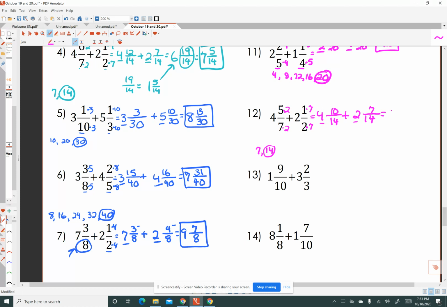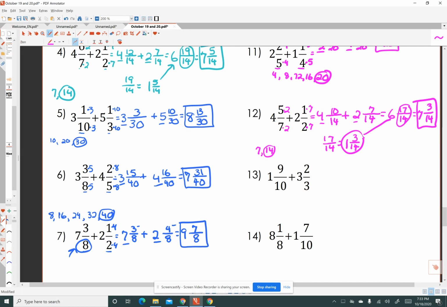Add the whole numbers. 4 plus 2 is 6. Working in 14ths, 10 plus 7 is 17. That is an improper fraction. We have to simplify that. So 17 over 14 is 1 whole plus 3 14ths left over. And we cannot reduce that. So that will be added to our 6, which gives us 7 3/14 as a final answer.